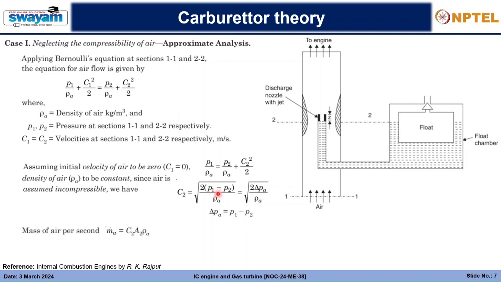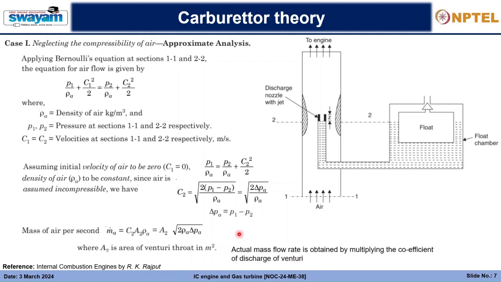Next, we calculate the mass of air per second at the venturi. That is ma equals C2 A2 rho A. That is exactly mass conservation. So we put the expression of C2 out here, and A2 is the area of the venturi in meters square, and based on that, we get this expression of mass of air per second.